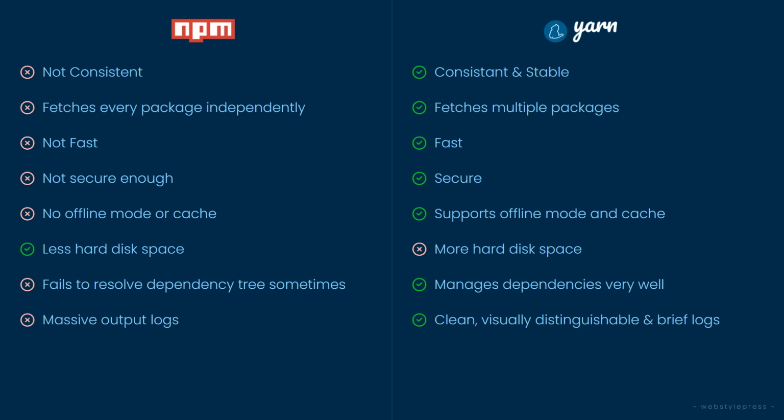NPM creates massive output logs of NPM commands. It is a dump of stack trace of what NPM is doing. But Yarn output logs are clean, visually distinguishable, and brief, ordered in a tree form for better understandability.